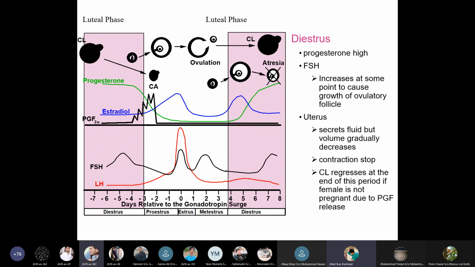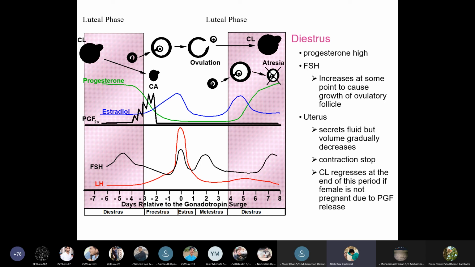Then the increase at this point causes the growth of the follicles, and then the uterus has to seek the follicles, but volume gradually decreases. The contraction stops and the corpus luteum regresses at the end of this period if the female is not pregnant, due to prostaglandin release. So the prostaglandin will be released if there is no pregnancy.